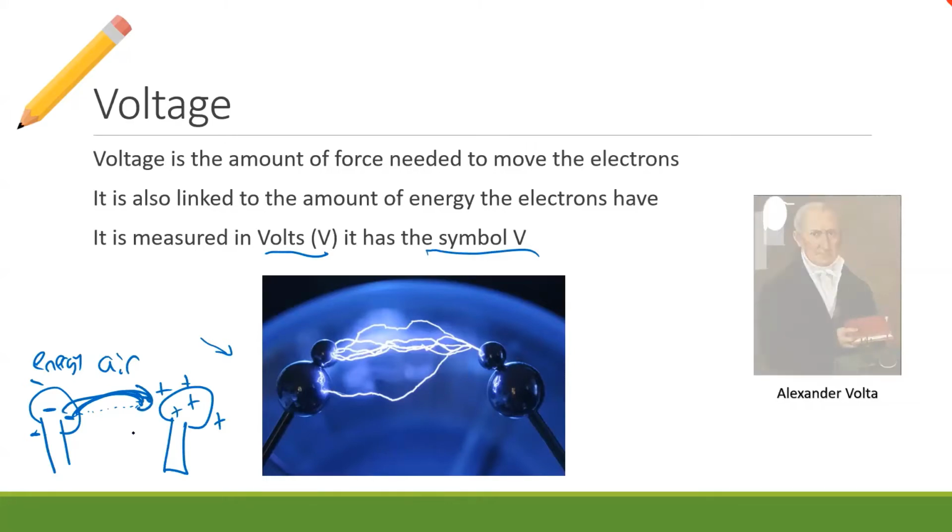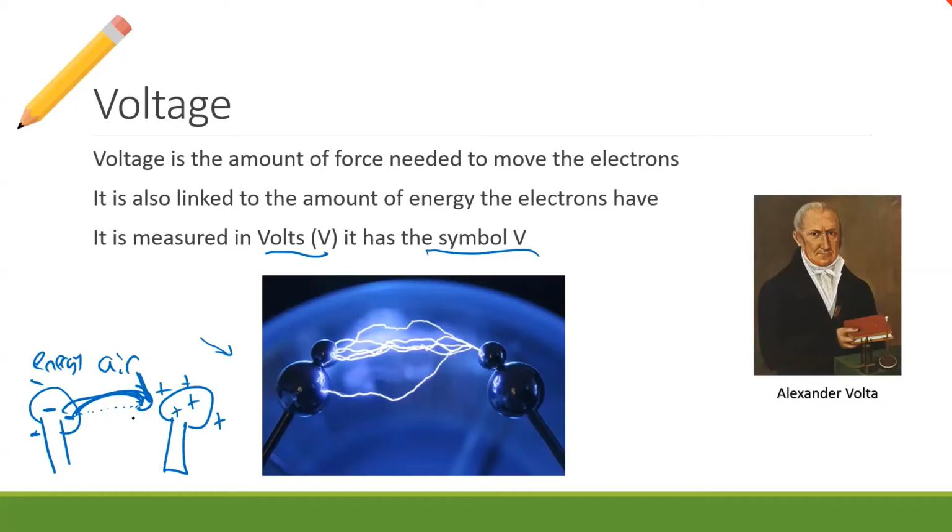You need to give them a lot of energy before they'll jump over, which means you need to give them a lot of voltage before they'll jump over. So that's why the voltage has a symbol V, is needed.